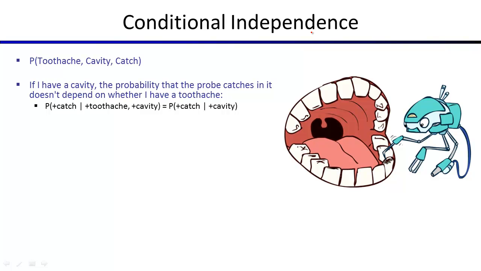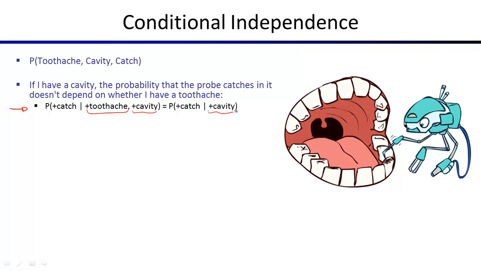If I were to have a cavity, the probability that the probe catches in it doesn't depend on whether I have a toothache, because the probe is just interacting with the cavity, not with my feeling of pain or no pain. So probabilistically, what's happening here in our joint distribution is that it satisfies a property. This property over here: the probability of a catch, given there is toothache and there is cavity, is the same as the probability of catch, given that there's just cavity, and we don't know whether there is toothache or not.